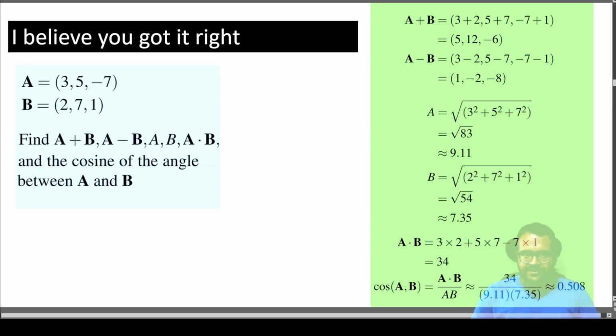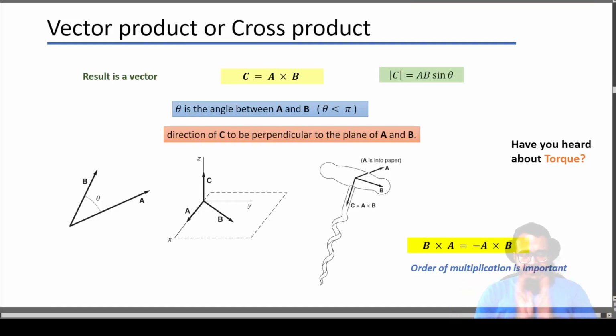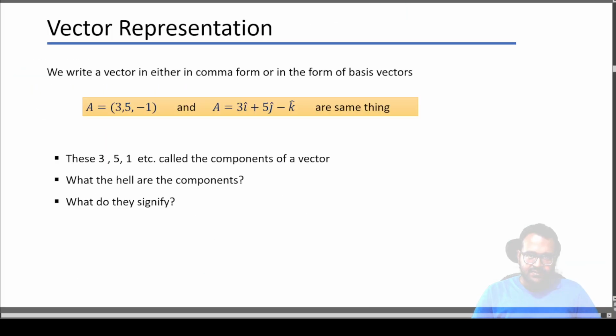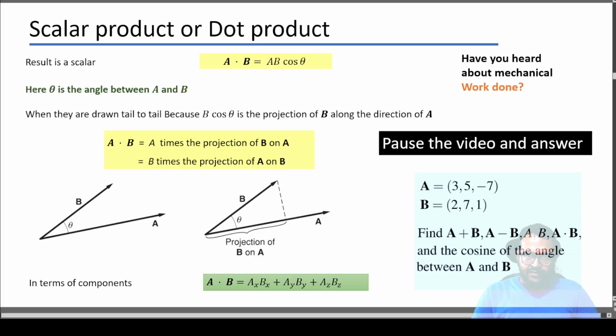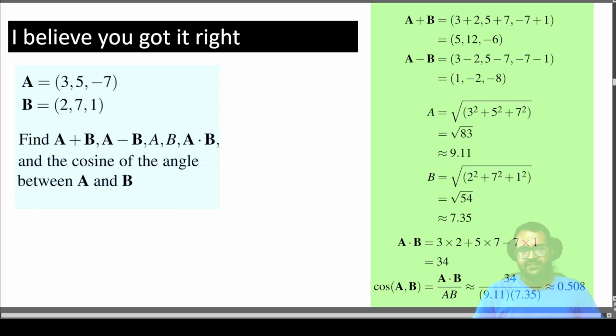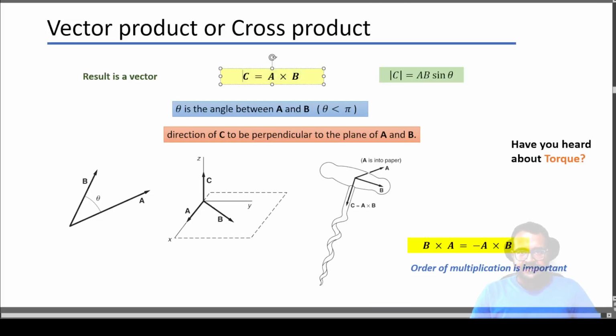Okay, then what next? Vector product or cross product. I define the vector product as, see, the most important difference is in your dot product, the result was a scalar. This was not a vector. But here you see C is a vector. I define A cross B is another vector C, whose modulus of C will be AB sine theta.